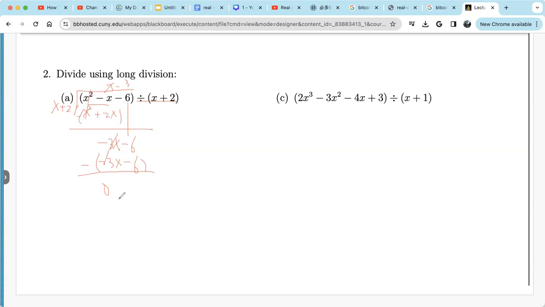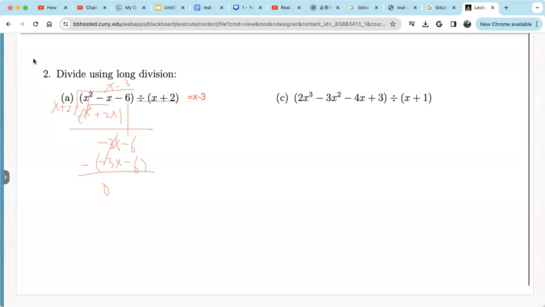Basically, no remainder. What does it mean? That means this equals x minus 3. No remainder means the dividend can be factored as a product of the divisor and the quotient. Exactly, right? X squared minus x minus 6. So we think about two factors of negative 6 that add up to negative 1. Indeed, x plus 2 times x minus 3, because negative 3 plus 2 is negative 1, and negative 3 times 2 is negative 6.